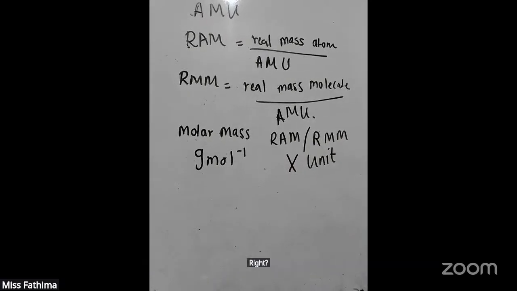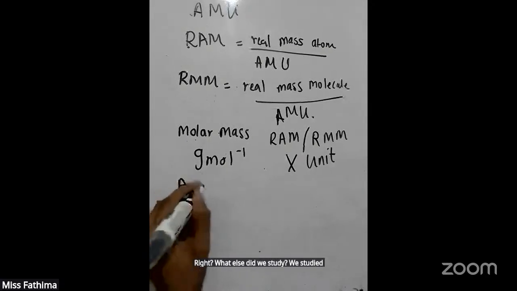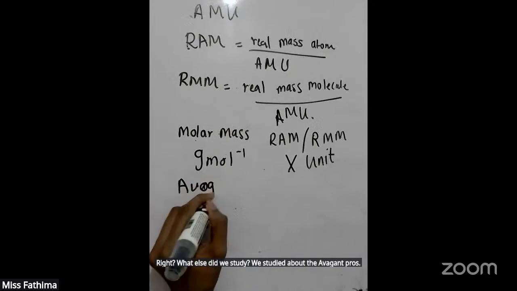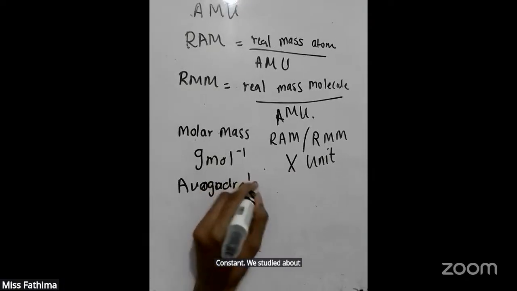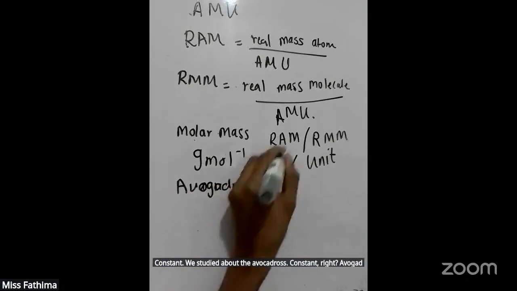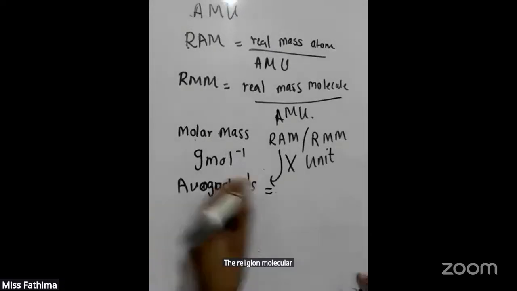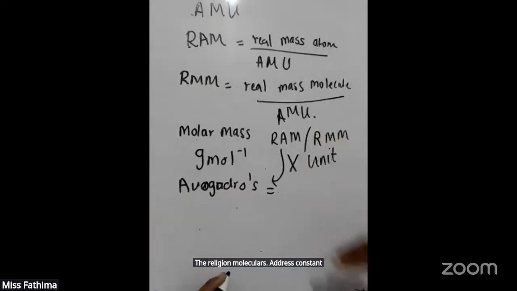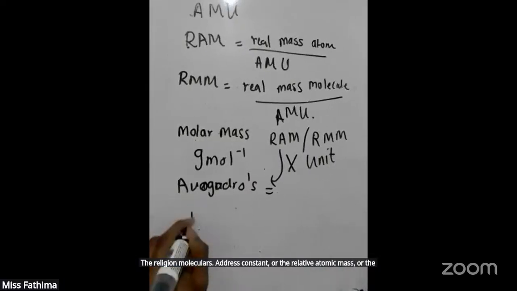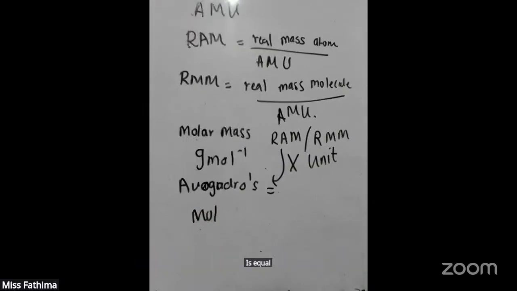What else did we study? We studied about the Avogadro's constant, right? Avogadro's constant is equal to the relative atomic mass or the relative molecular mass in grams. This amount is equal to one mole. Then what did we study?